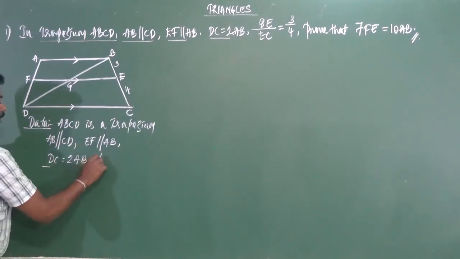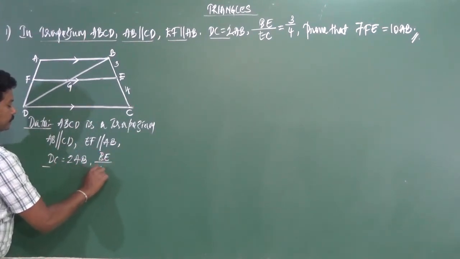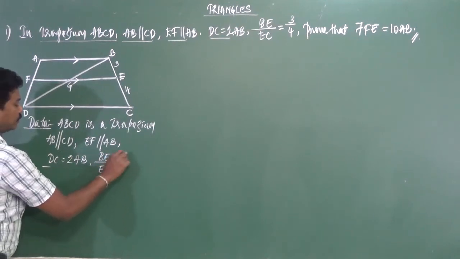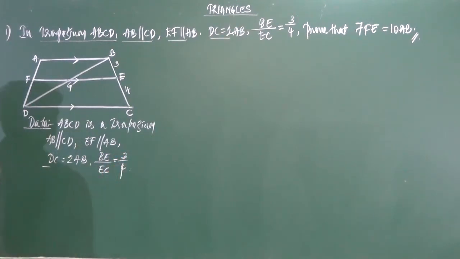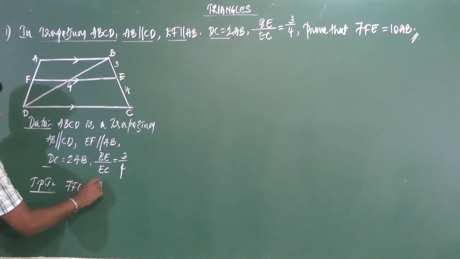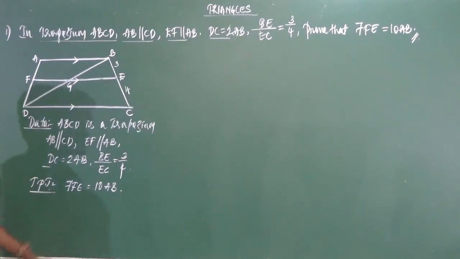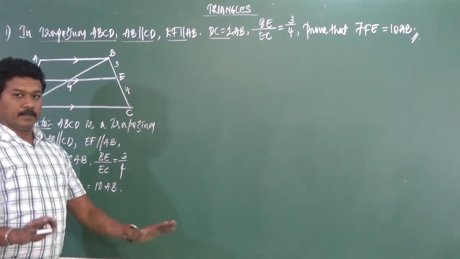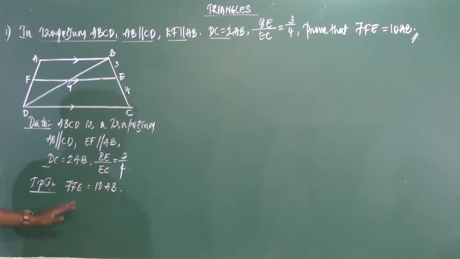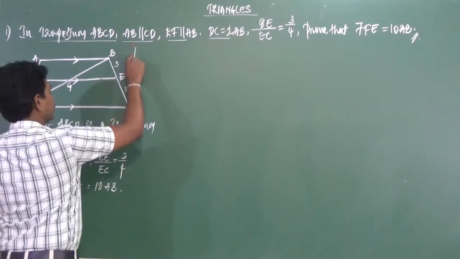And BE by EC is equal to 3 by 4. This is the given data. You have to prove that 7 times the length of FE is equal to 10 times the length of AB. Very important: no need for any construction, nothing. Just the data available here is enough to prove this, that is 7FE is equal to 10AB, right? So we'll go with the proof.